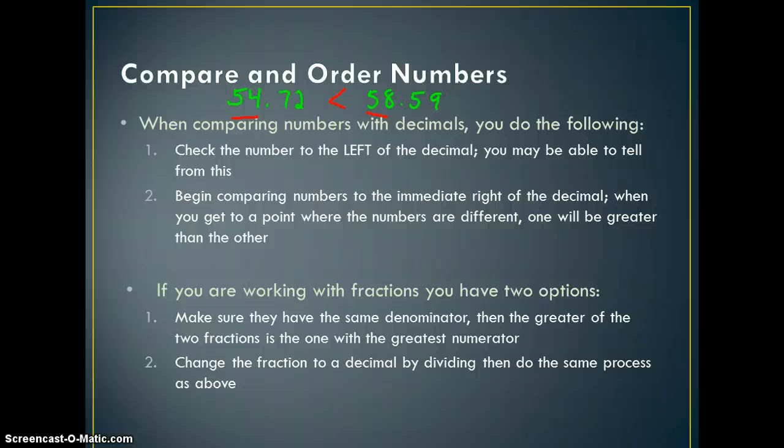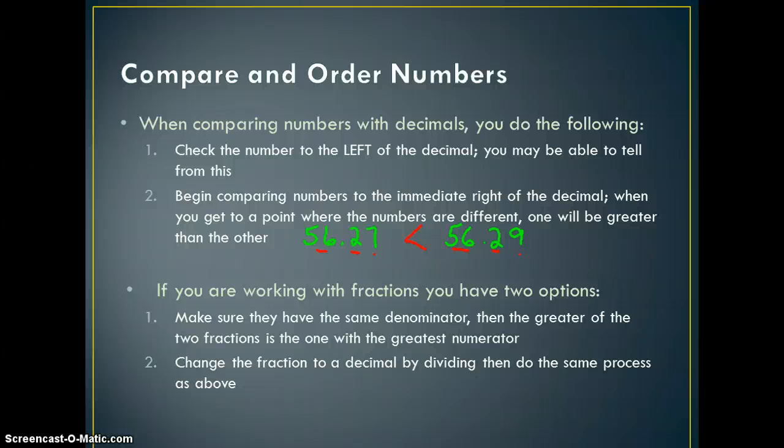You might know that right then, so keep that in mind. But many times that's not going to happen. We'll have something like 56.27 and 56.29, and we'll be asked to compare these. Well, we check 56 and 56. Those are the same. Then we have the decimal point, so we check the number to the immediate right of the decimal point. 2 and 2, those are the same, so we go to the next one. 7 and 9. Well, 9 is greater than 7, so that makes 56.29 greater than 56.27. So that's how we do that.